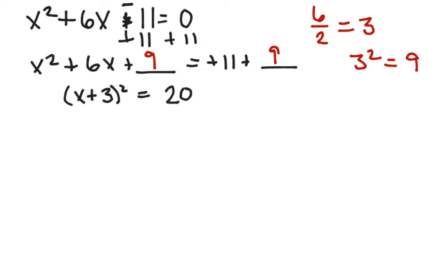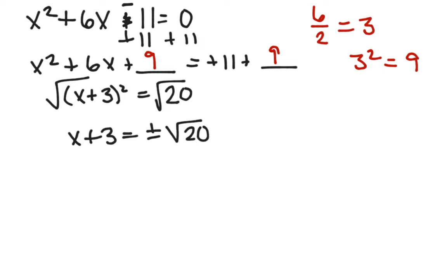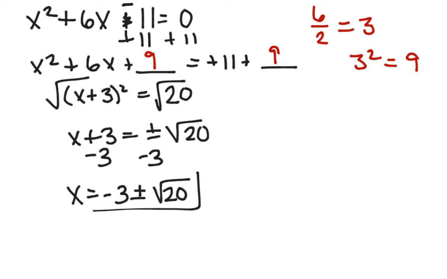Now this time when I go to take the square root, it doesn't come out nice and even. So we're just going to leave the square root there. And that gives me x plus 3 is equal to plus or minus the square root of 20. This is called exact form. And finish by subtracting the 3. x equals negative 3 plus or minus the square root of 20. And you are allowed to leave your answer in that form.